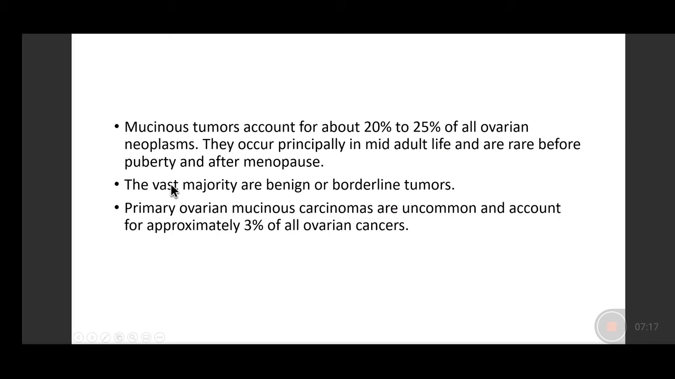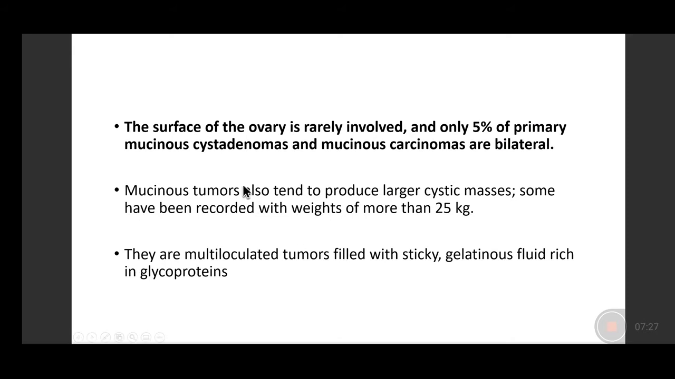The vast majority of these tumors are benign or borderline, and the primary ovarian mucinous carcinomas are uncommon. They account for only 3% of the ovarian cancers. So the surface of the ovary is rarely involved in case of mucinous neoplasms. However, in serous ones, there is more frequent ovarian surface involvement, in which case these tumors tend to be more malignant.